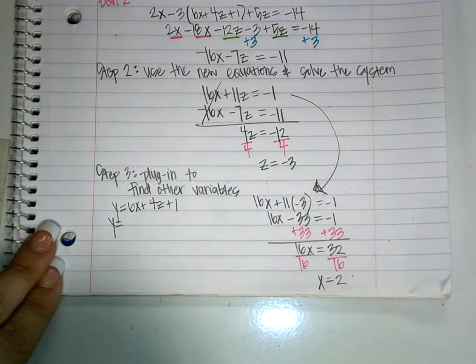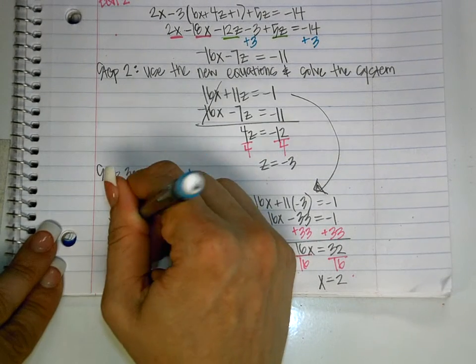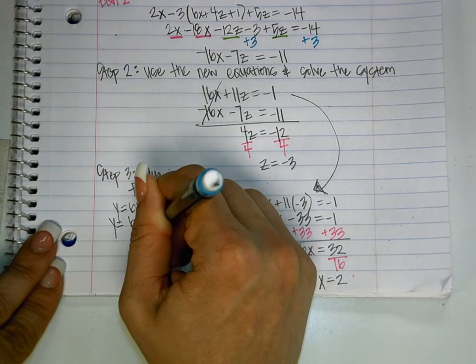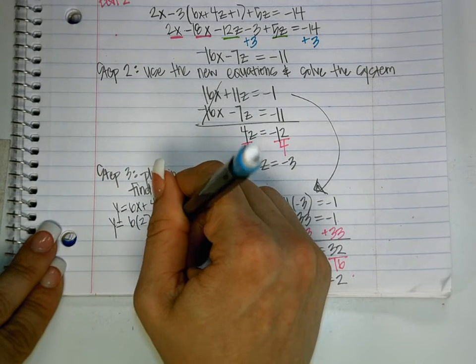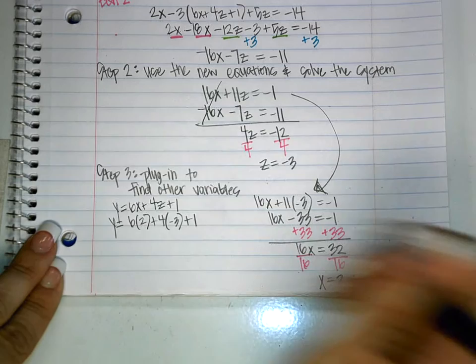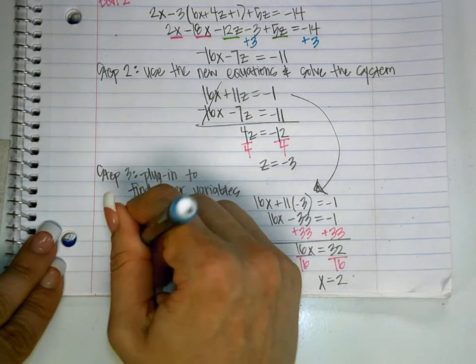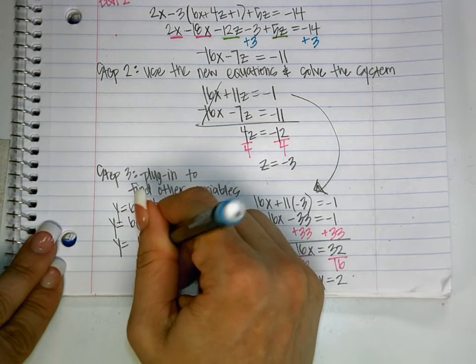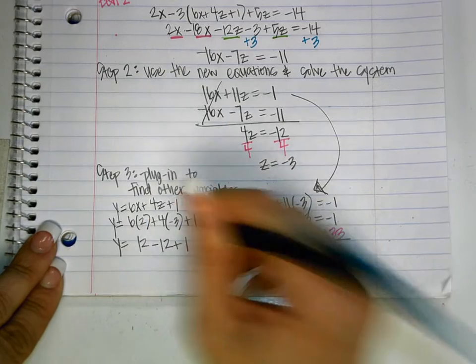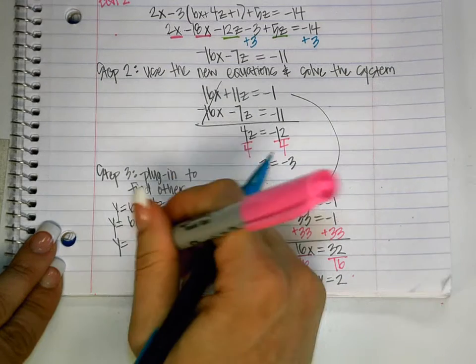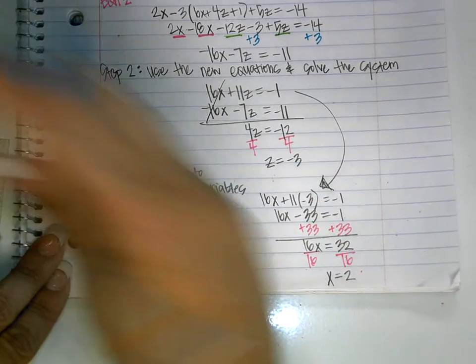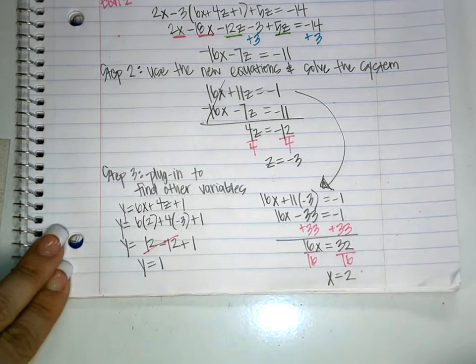Y equals, our x is 2, so 6 times 2, plus 4 times our z was negative 3, plus 1. So y equals 12 minus 12 plus 1. 12 minus 12 goes away, so y equals 1.